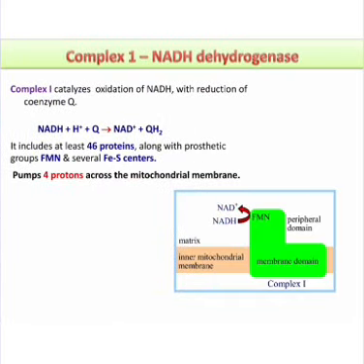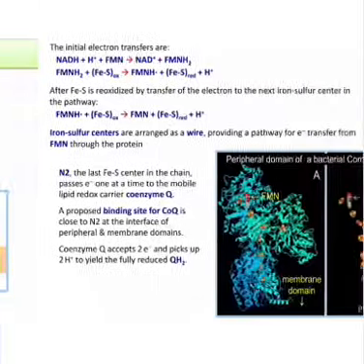Complex number 1, which is NADH dehydrogenase. Complex 1 catalyzes oxidation of NADH with the reduction of coenzyme Q. It includes at least 46 proteins along with the prosthetic group FMN and several iron-containing sulfur centers. It pumps a total of 4 protons across the mitochondrial membrane.